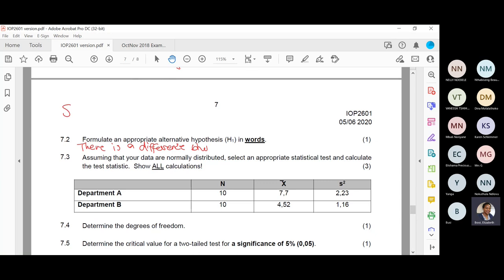If they would have said symbol, since we're doing a non-directional test, you would have said your alternative will be the mean of A is not equals to the mean of B. Or your alternative hypothesis, not the null, would be the mean of A minus the mean of B is not equals to zero. That's how you would have stated it in a simple format. So you need to take that into consideration when you answer the question. It's just only 1 mark. Don't use symbols when they don't ask you for symbols. If they ask you for the words, use the words.